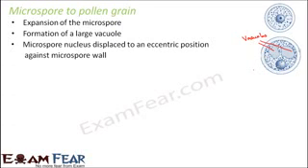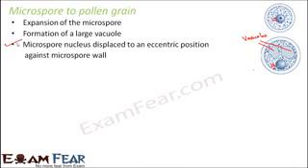So if you see, this is the wall of the microspore, right? The circumference of the circle which you see in this picture. So you see the nucleus shifted from the central position to an eccentric position against the microspore wall. And this movement of the nucleus happened due to vacuolation, that is, due to the formation of the vacuole.